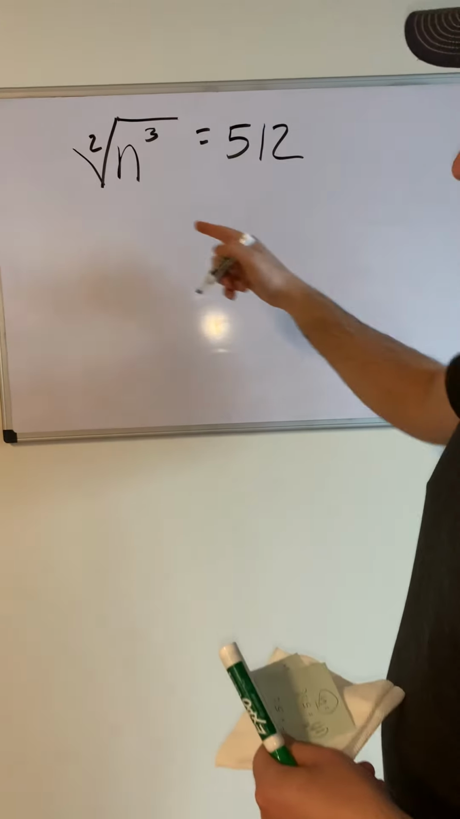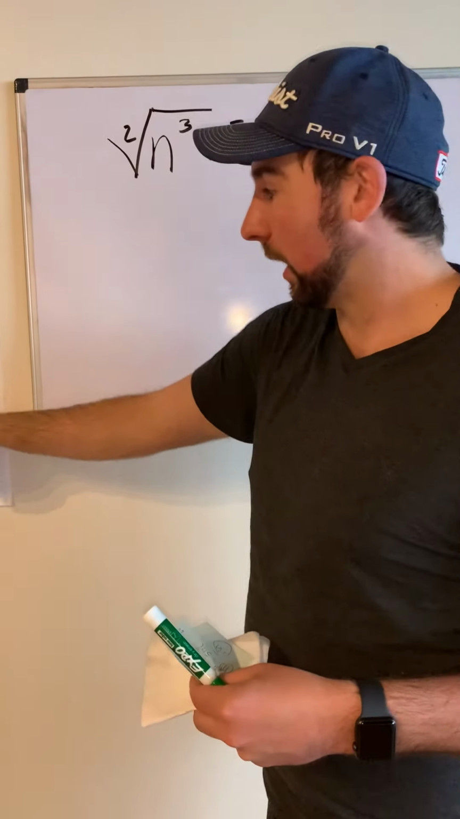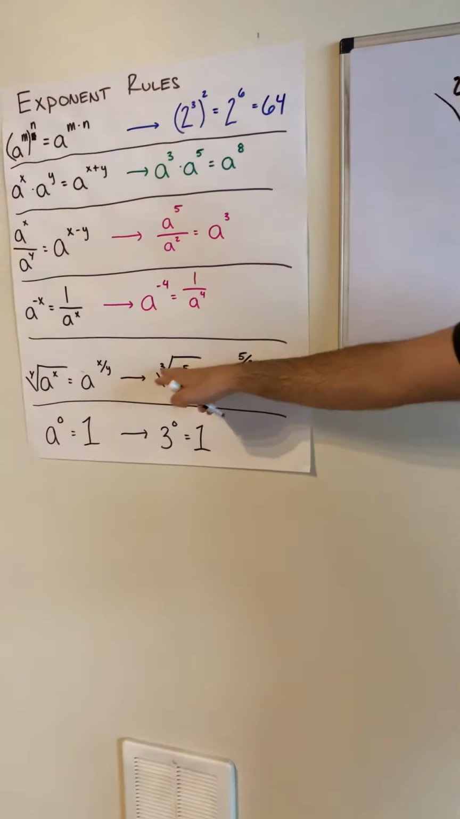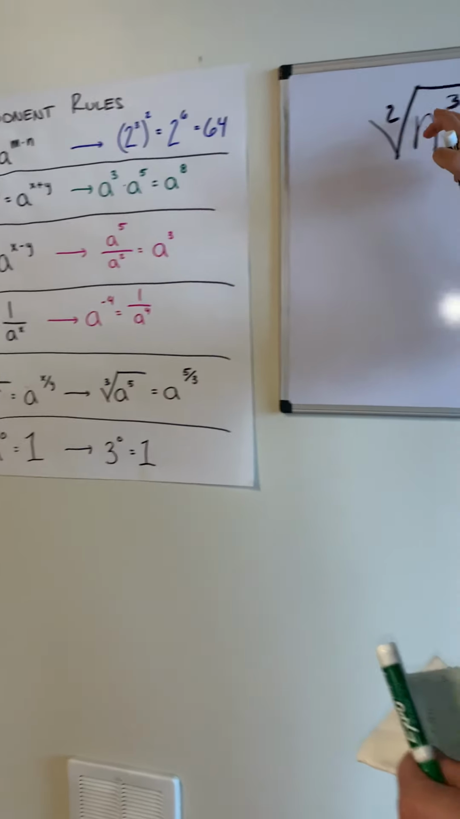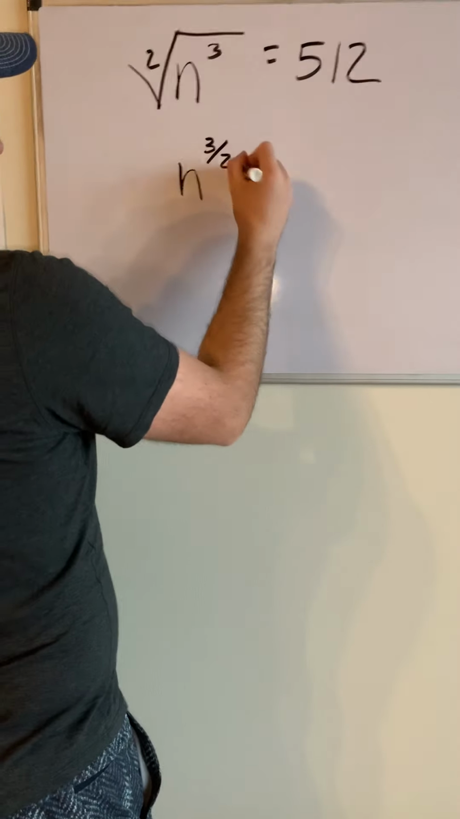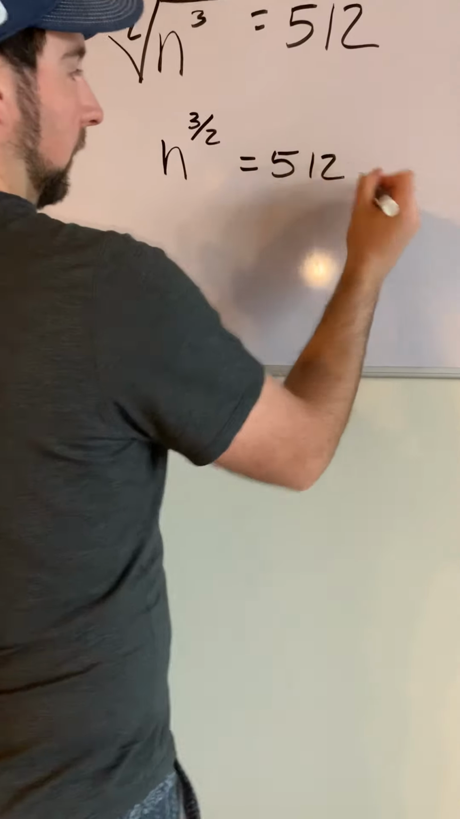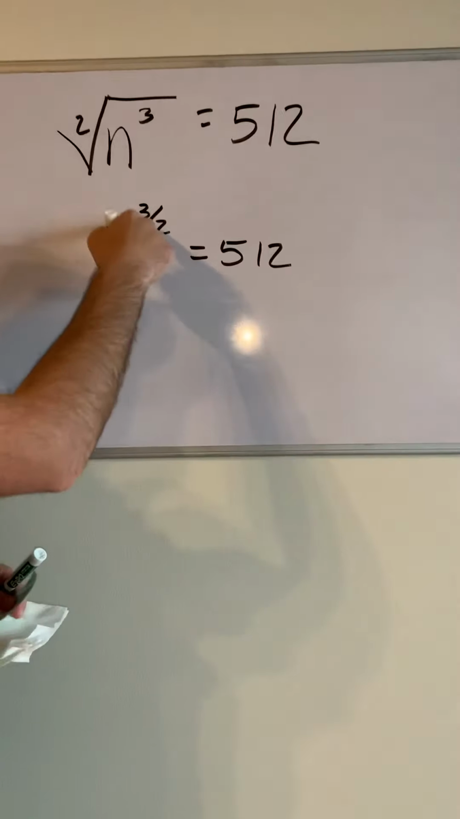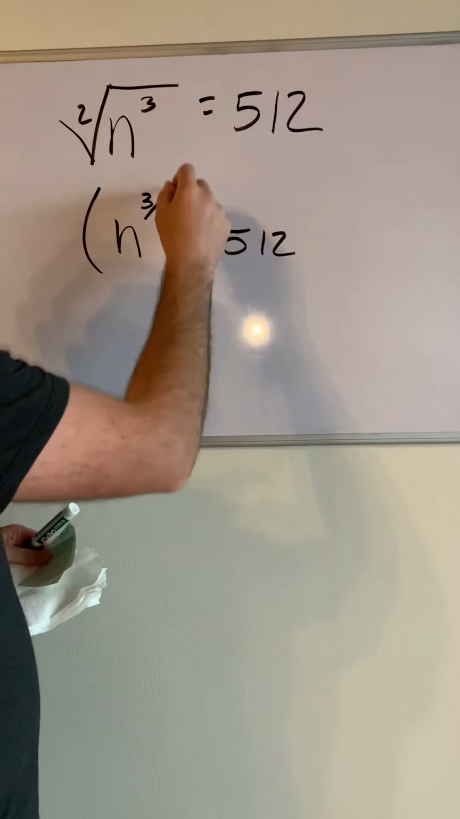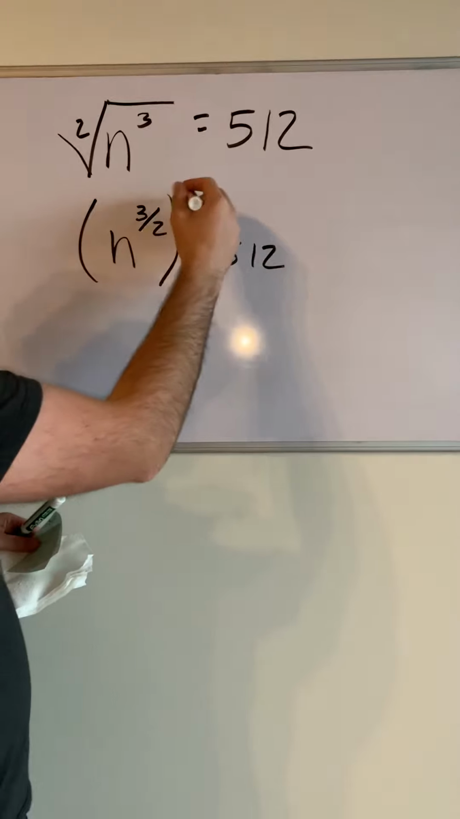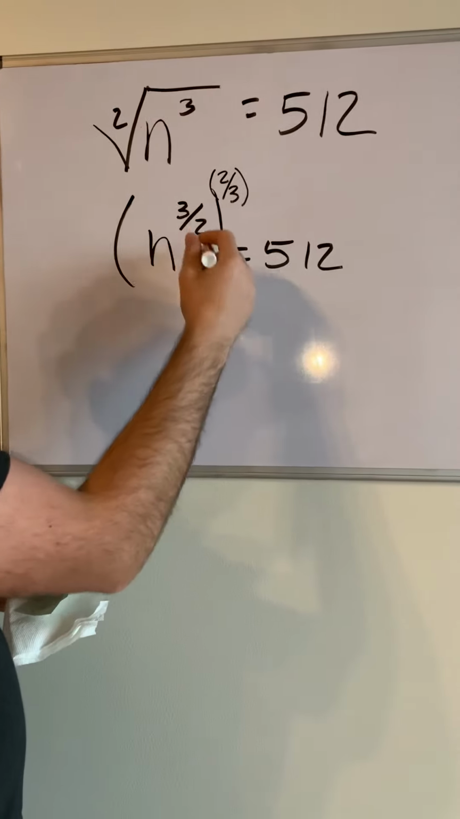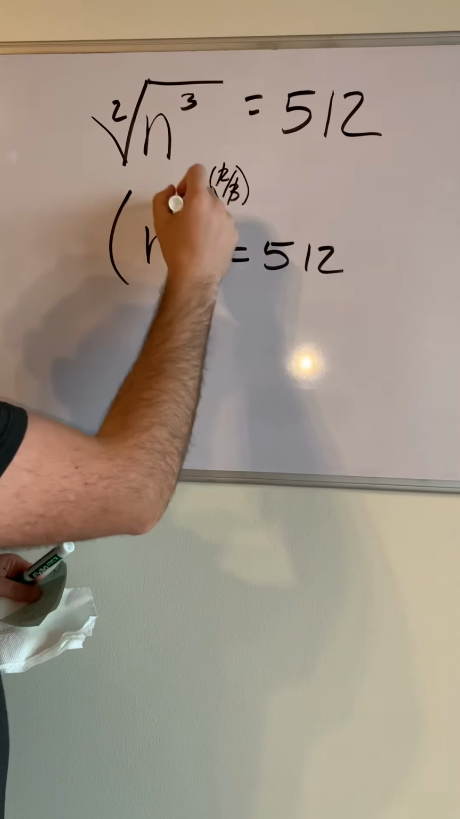512. First, I'm going to use this to rewrite as a fraction. So I know that this is going to be the bottom of my fraction, that's going to be the top. This will be the bottom, that will be the top. So I have n to the 3 over 2 equals 512. Then from here, to cancel out a 3 over 2, I have to flip it and raise this to the 2 over 3 power, because when I multiply, cancel, cancel, cancel, cancel.